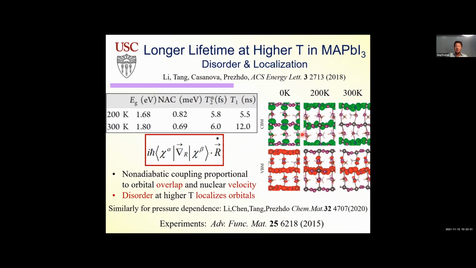When we look at charge densities, we see that at high temperature, you create some kind of disorder. And because of disorder, you have some localization of electron and hole in different parts of perovskite. It's a small disorder and modest localization, so charges still move. But because of this partial localization, this matrix element becomes smaller, and even though velocity becomes larger, overall coupling becomes smaller and lifetime becomes longer.